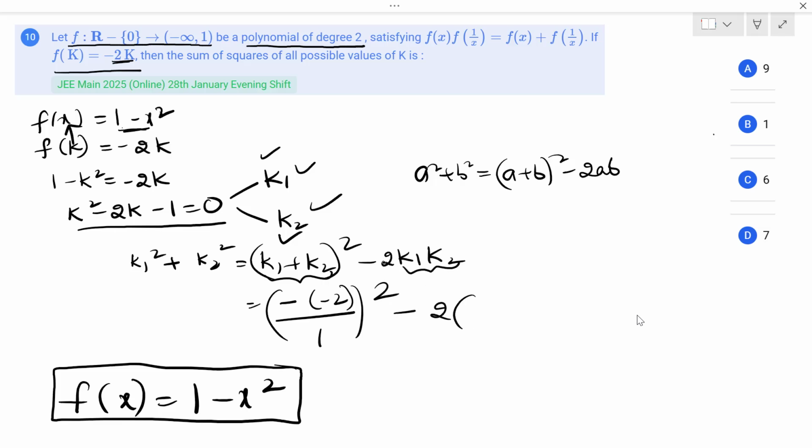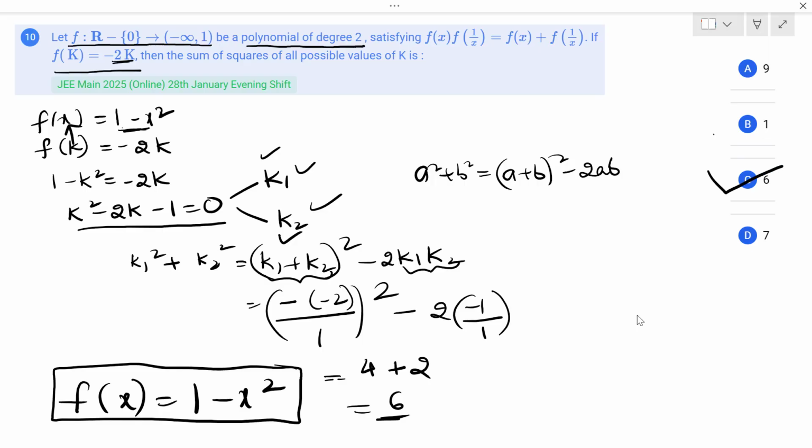This is the product of the roots. Product of the roots is c by a. So c is minus 1 divided by a. a is the coefficient of k square, it is 1. So minus into minus is plus. So plus 2 square is how much? 4 plus 2, how much is this? 6. So 6 is the answer. So do we have an option? Yes, option C, 6 is the correct answer.